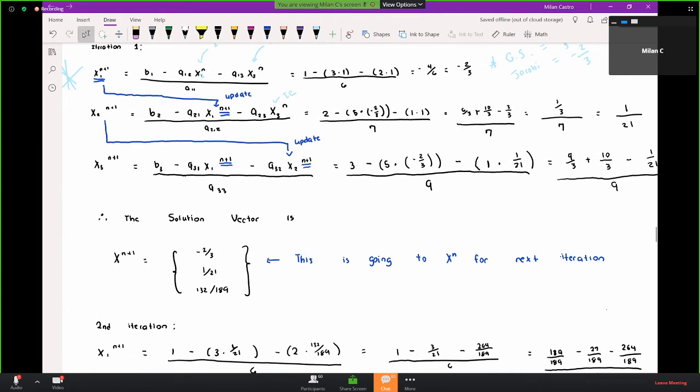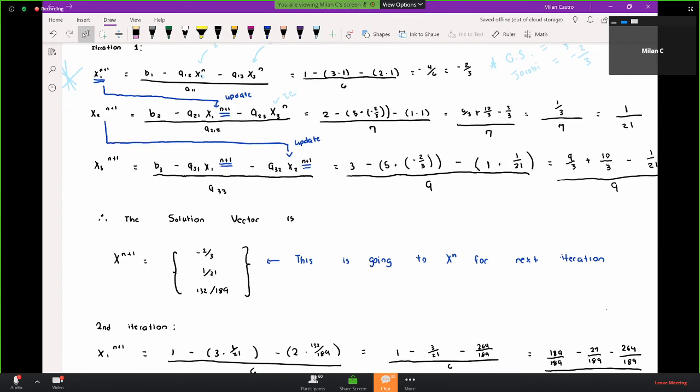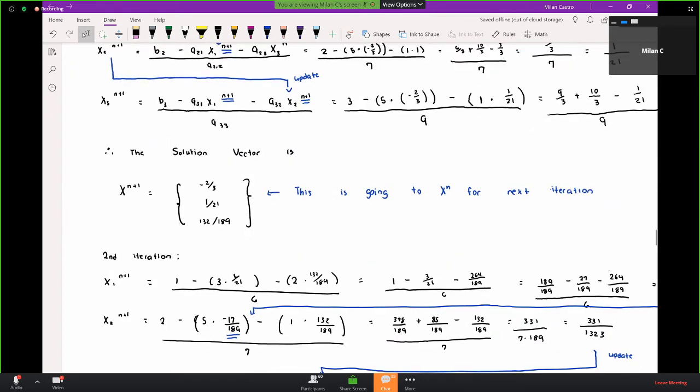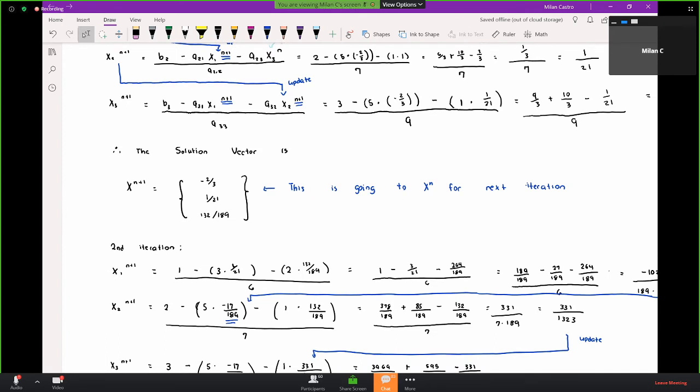So that means our solution vector is going to be negative 2/3, 1/21, and 132 over 189. Now that you have your first solution vector, they'll probably ask you, oh, what's x2 after one iteration? So that'd be your x2, this is your x1, this is your x3.